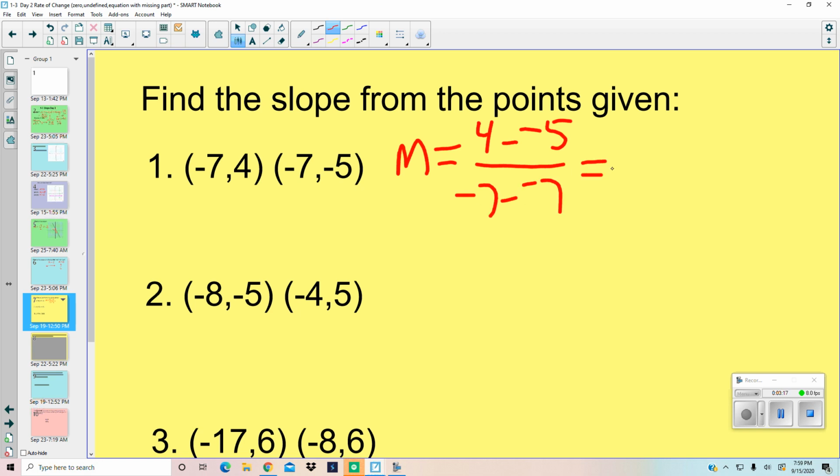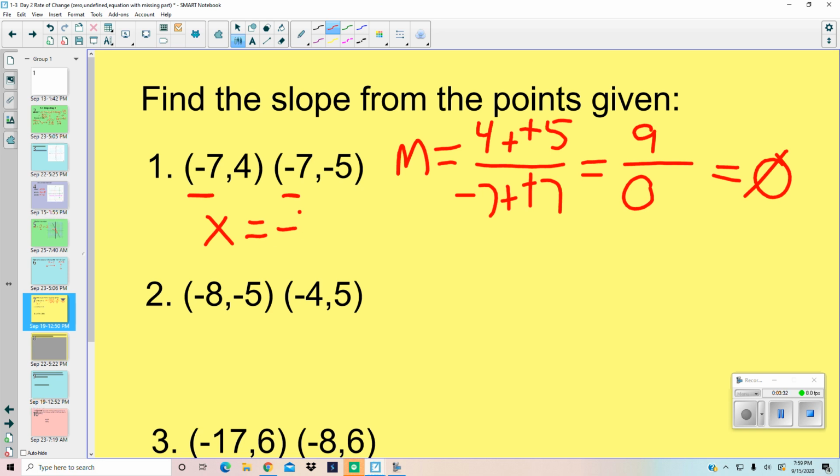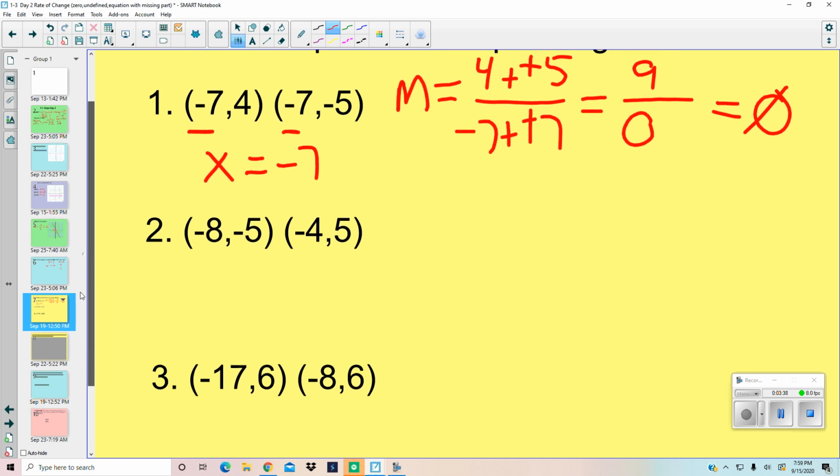But let's think about this. This is going to give me 9, and on the bottom, it's going to give me 0. Well, that makes sense. Look at this. The x coordinates are exactly the same. This would be considered an undefined slope. And since the x coordinates are the same, my equation would be x equals -7. So pay attention to the coordinates. If the x's or the y's are the same, then you know what the slope is.